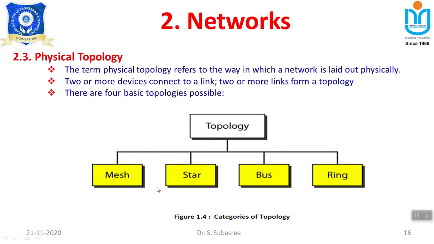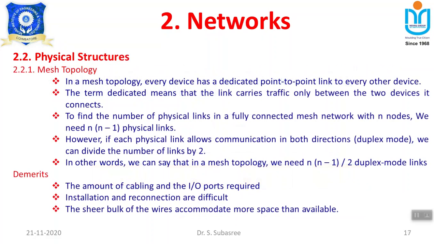Whenever we are having multiple topologies, automatically each and every topology will have its own demerits. So here, as far as mesh topology is concerned, we need more amount of cable, installation is very difficult, and it will occupy more space. These three are the demerits of the mesh topology.